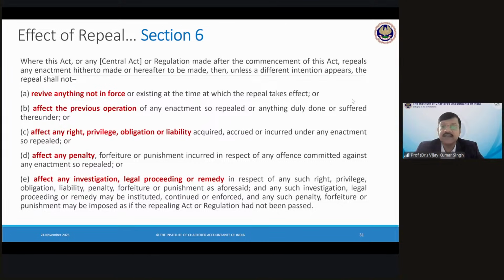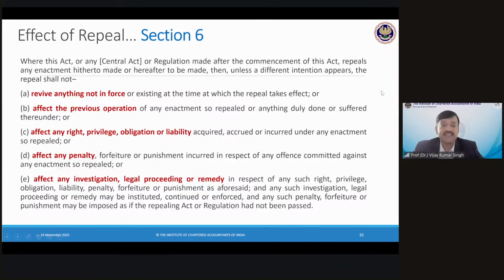This is basically a caveat given to understand that if the law says something different, you have to go ahead with the different interpretation. But if the law is silent, then you have to go with the interpretation or construction which is given in the General Clauses Act. This is the simple meaning of the term, unless a different intention appears. Here there are 5 situations which have been talked about, which are the effect of repeal under section 6. Let us look at these situations.